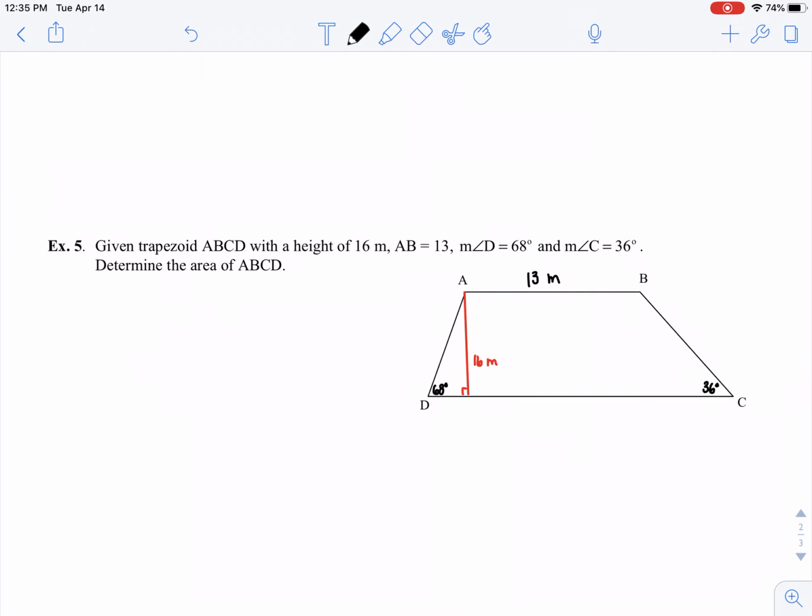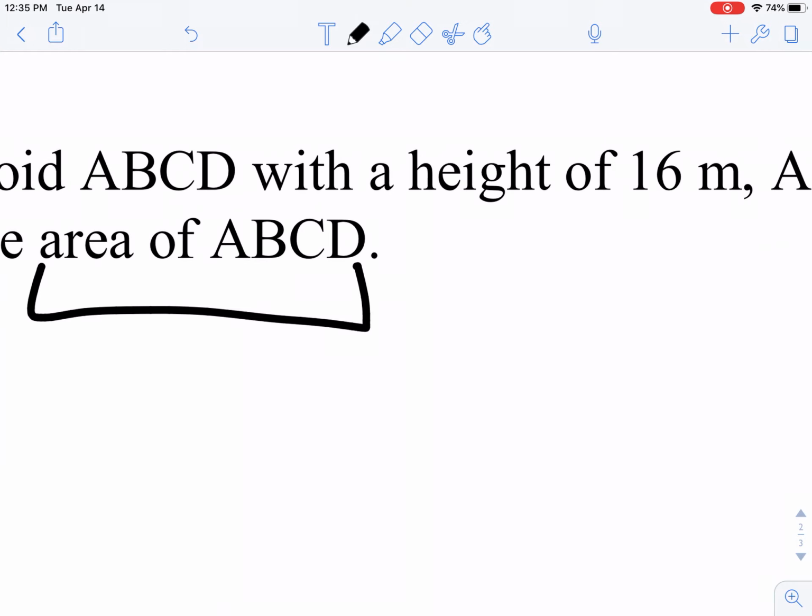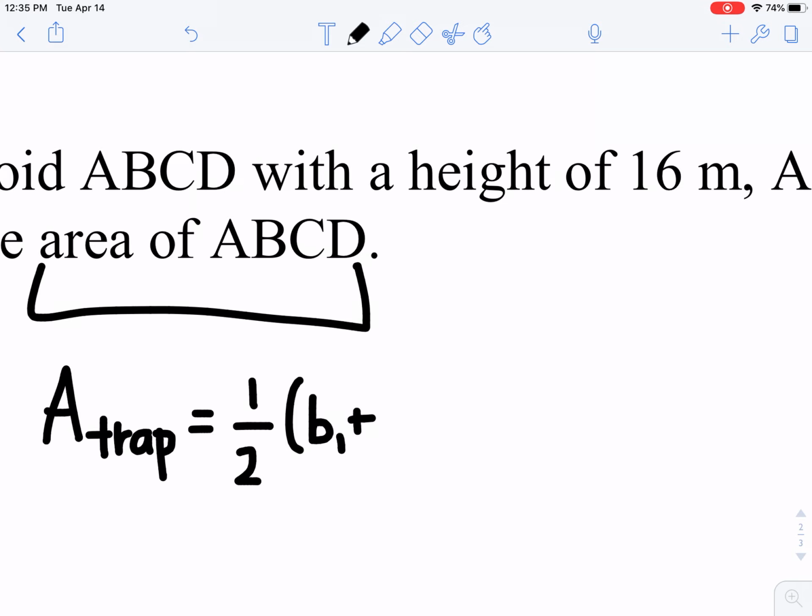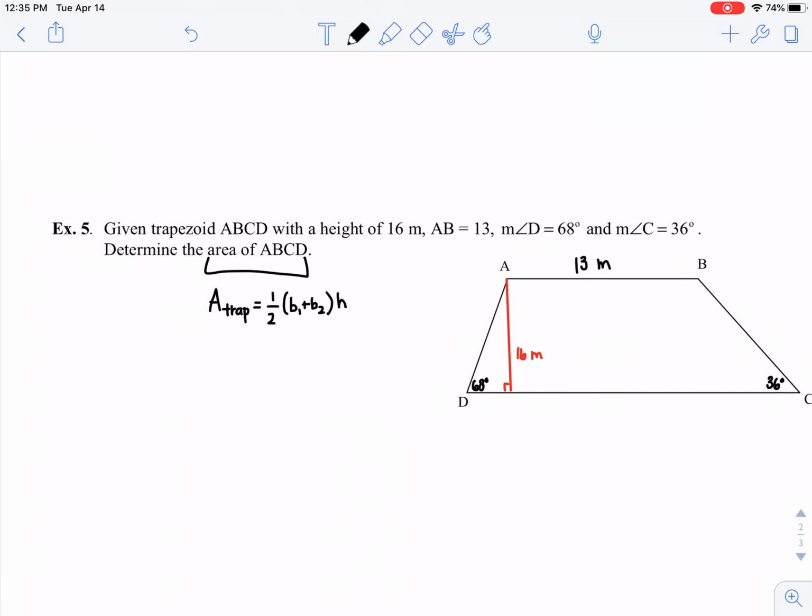Determine the area of ABCD. Okay, so given this, let's say our area of a trapezoid formula to begin with. So area of a trapezoid is 1/2 times base 1 plus base 2 times the height. Well, let's think about it. What do we already have? Well, we have one of the bases and we have the height.